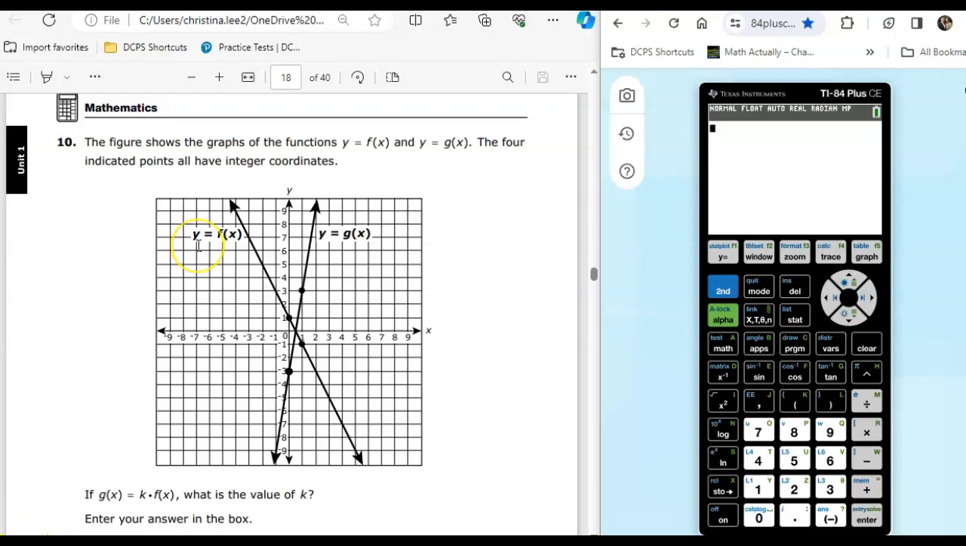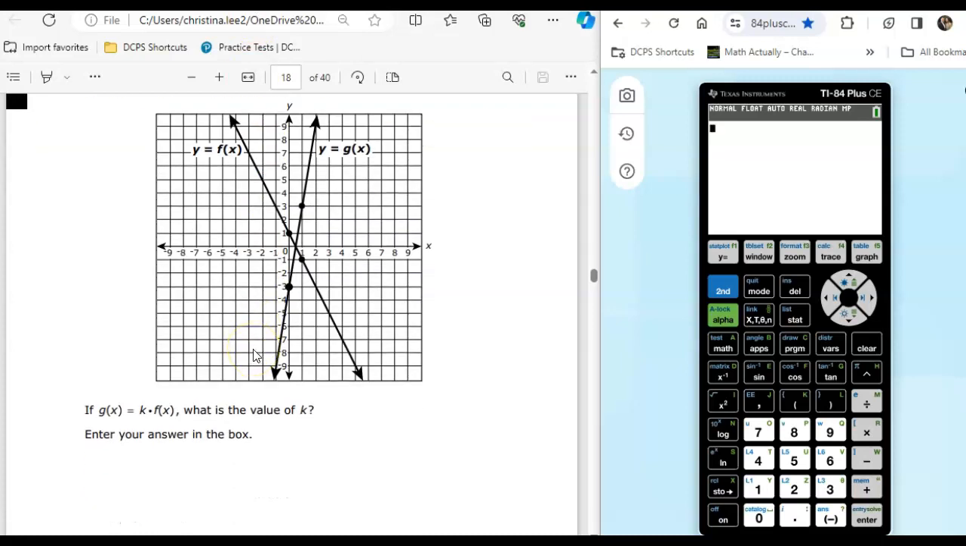All right, everyone, let's take a look at question number 10. In question number 10, we have two graphs, and the first one is f of x. Be careful when you have questions like this. F of x is this graph right here. G of x is this graph right here, right? And it says if g of x equals k times f of x, what is the value of k?